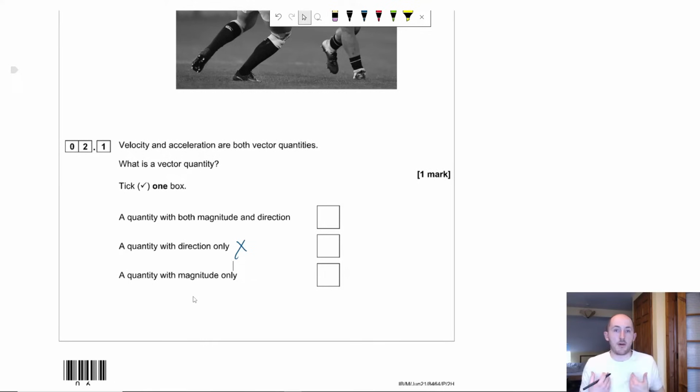When I say how much I weigh or how much mass I have, if I said 80 kilos, I'm not giving you a direction with that. If I give you my speed, 50 miles an hour, there's no direction. You can't tell which way I'm going. You just know how fast I'm going or how heavy I am, okay? Or how much time it took.